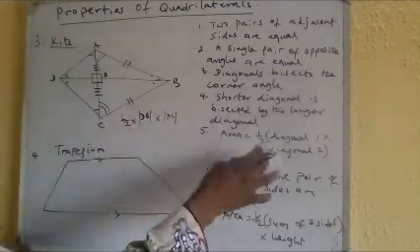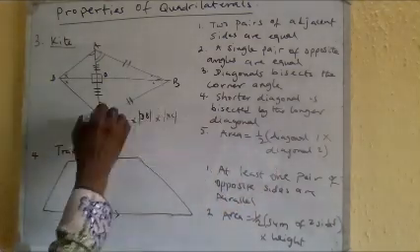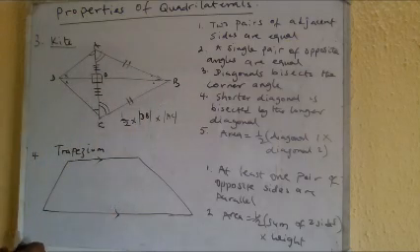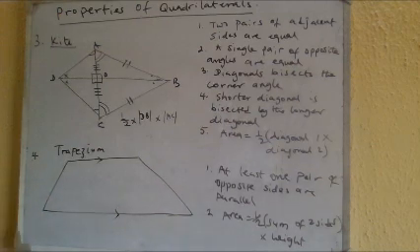So that's what I wrote here. This is the area of a kite. Just multiply this diagonal and this diagonal, divide by 2. Okay, so for the trapezium, at least one pair of the opposite sides is parallel.